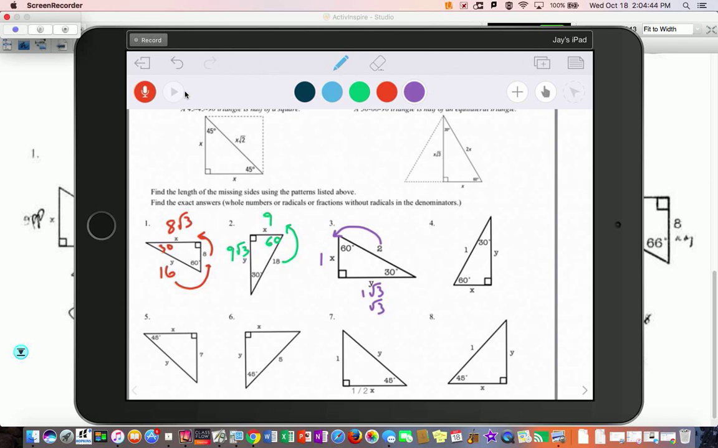I went the wrong way. Sorry, this triangle is not to scale, so it threw me off. I should have gone this way to, oh, I did the right way. Never mind. So the smaller side would have been 1, and this would be 1 root 3 or just root 3. On this one, 1 to the small side would be half as much, so that now is a half, and now I take 1/2 times root 3 or just root 3 over 2.